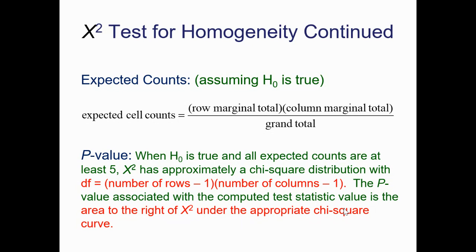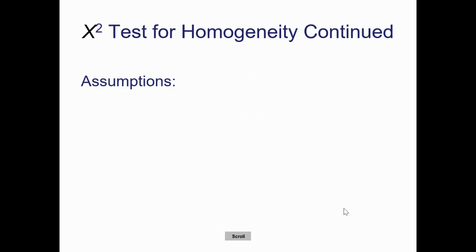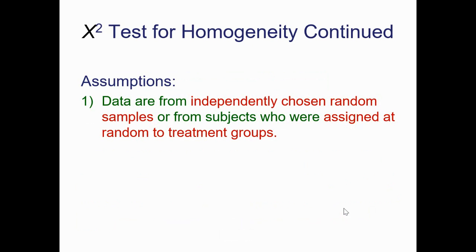Okay, and it wouldn't be a hypothesis test if we didn't have some assumptions. You gotta have assumptions, right? So the first assumption, the data has to be independently chosen random samples, or the subjects have to be assigned at random to treatment groups. So it's gotta be a random sample. Same thing we've said pretty much all semester.